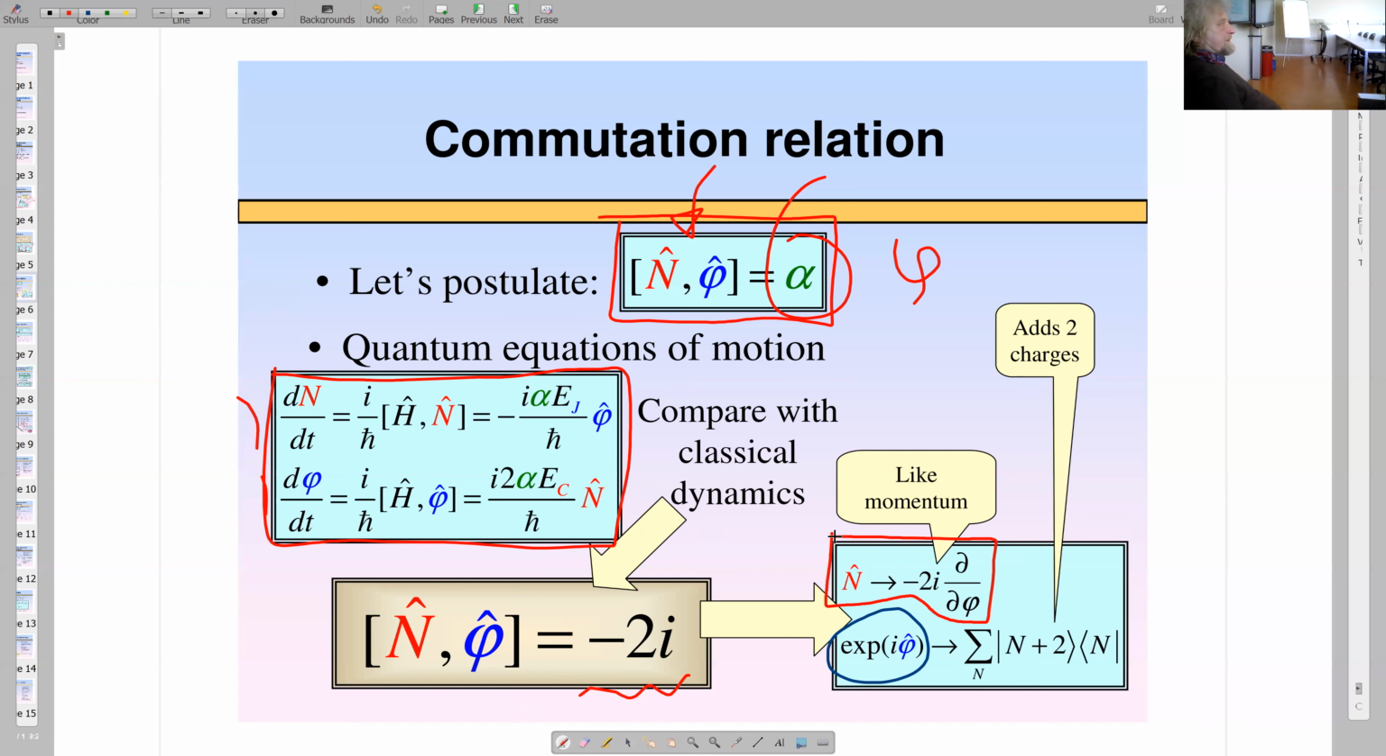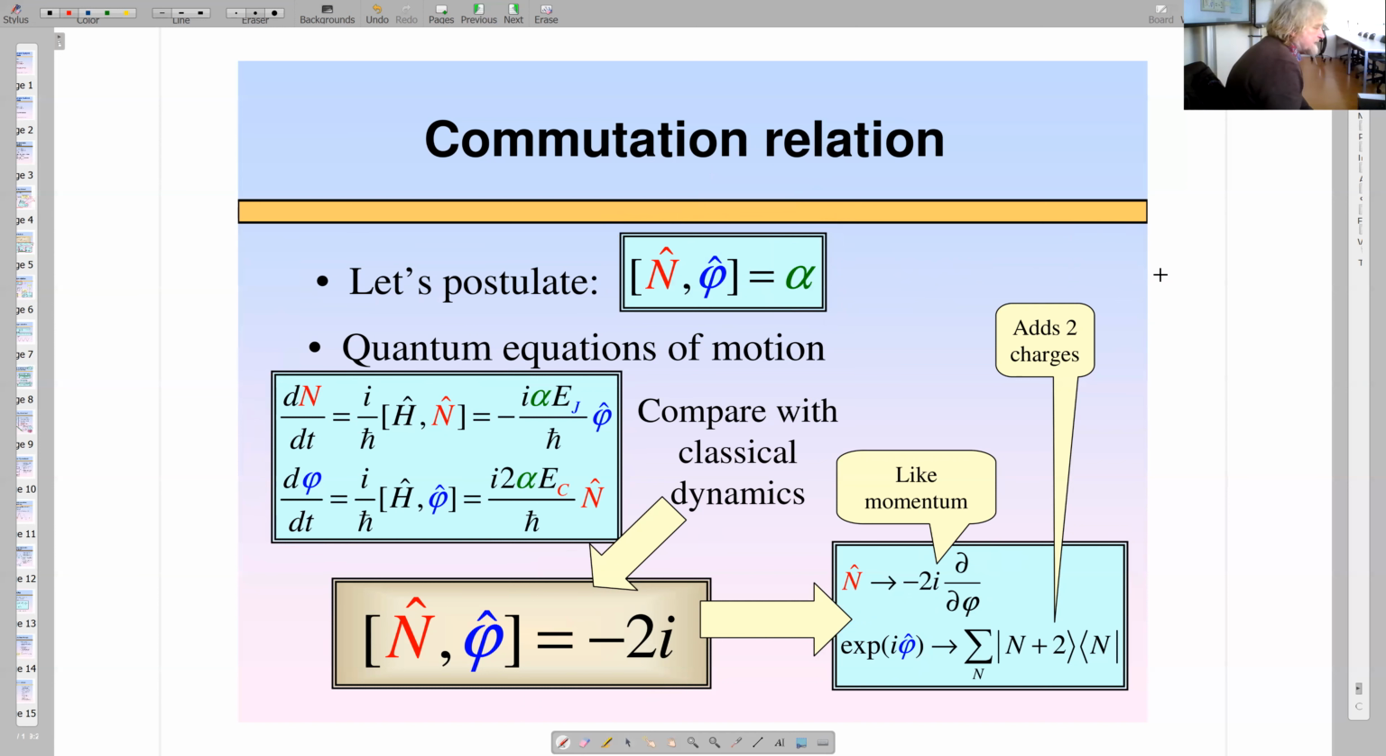Right. I could write similar relation for the phase. So in representation which corresponds to charge representation, the phase would be derivative with respect to n. But that's not what I want. Because if I get the original expression for charge and energy, I don't have phase explicitly. I have cosine, which is made of two exponents.